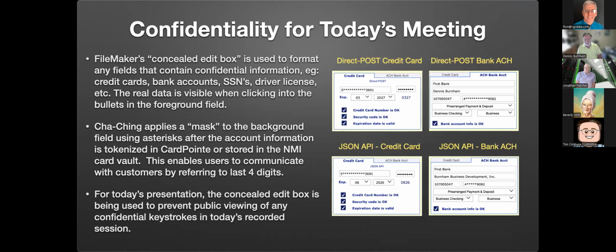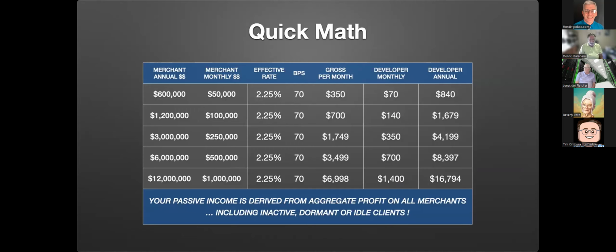It's a little bit different underneath the hood for whether you're using the direct post method or whether you're using the JSON API method, but the end result is the same in the way that it appears to you in the Cha-Ching database. So here's a little bit of a look at the mathematics that might apply if you were to, let's say, have a merchant who runs $3 million a year, then the merchant fees that occur monthly are going to amount to $250,000. And at that rate, what you would earn working with that customer is a little bit more than $4,000 on an annual basis, or $350 a month.